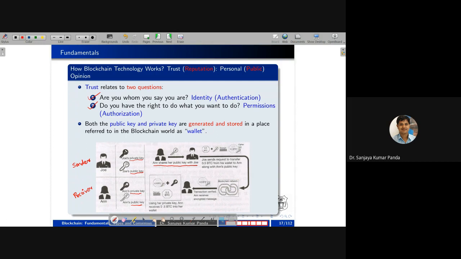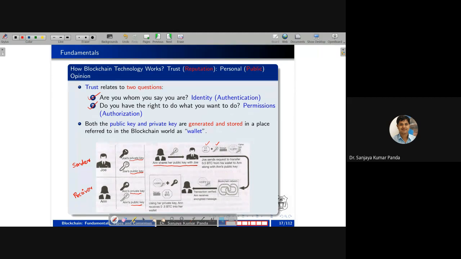Now you can see this 0.5 BTC with this public key of N, it is encrypted, right? And we represent it in the form of a ciphertext. Plain text is converted to ciphertext, which we call encryption. Ciphertext to plain text, which we call decryption. Then we send that through a blockchain network.